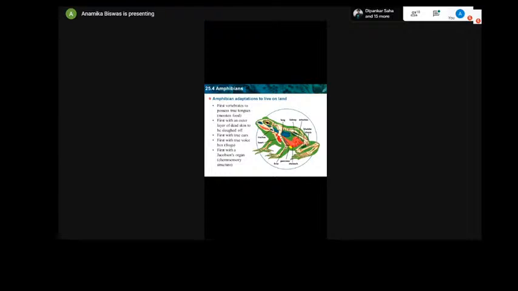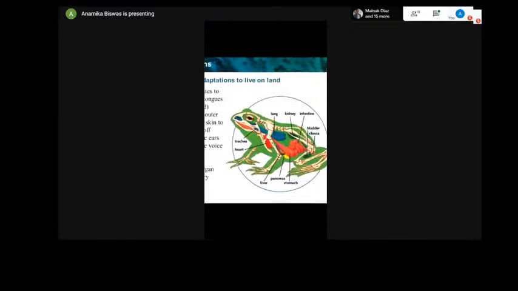They live on both land and in water. Their common features, amphibian features, are: they live in fresh water and on moist land. Body is compressed and cylindrical and differentiated into head and trunk. Look, their body is differentiated into head and trunk.